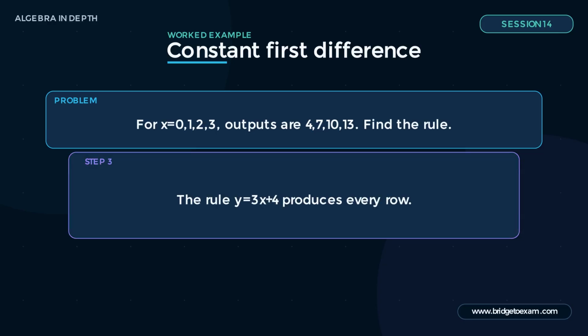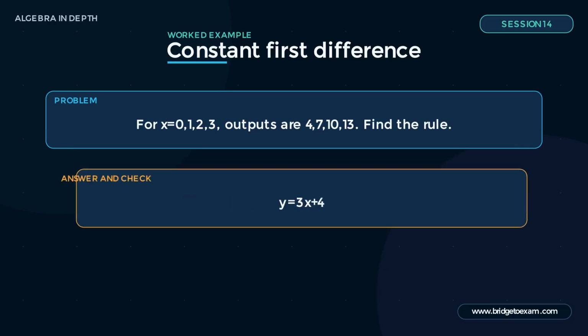The rule y equals 3x plus 4 produces every row. The final answer is y equals 3x plus 4. Check that it satisfies the original conditions and carries the correct units.